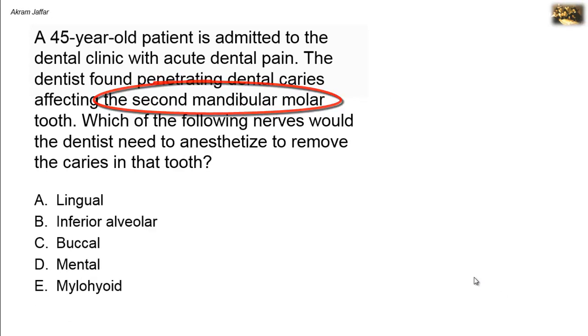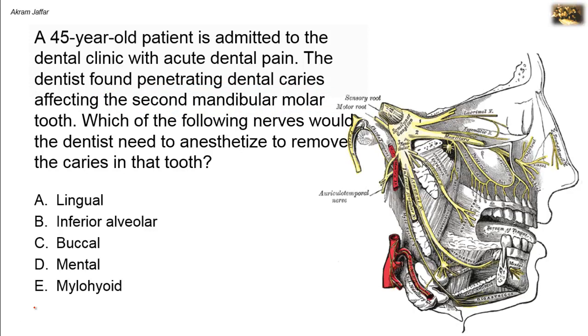Let's review the options. Regarding the lingual nerve, here you can see the lingual nerve in this dissection showing the infratemporal fossa from the inside, and you can see here the mandibular nerve giving rise to the lingual nerve. The lingual nerve is not related to the nerve supply of the teeth. As its name indicates, it supplies the tongue and it also supplies the lingual side of the gingiva but is not involved in the nerve supply of the teeth.